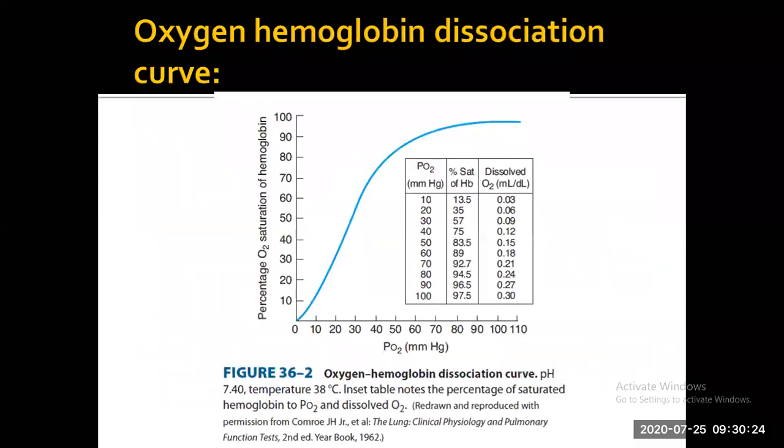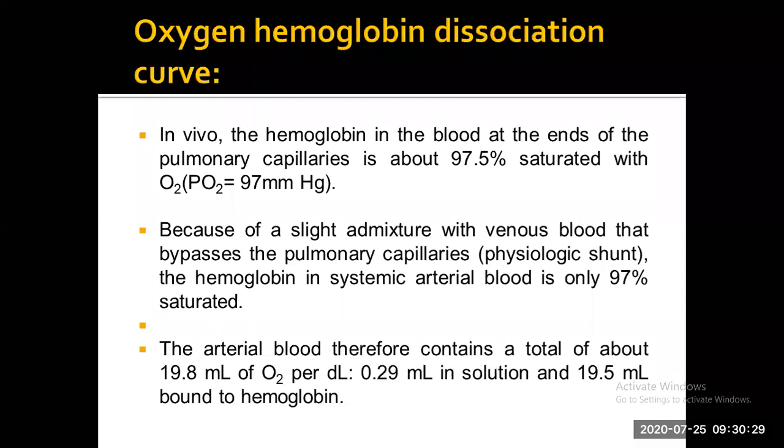From the curve, we can see the 97.5% saturation will appear at a partial pressure of oxygen of 97 millimeter of mercury. So whenever the partial pressure of oxygen is less than 97 millimeter of mercury, then saturation will be reduced. From this calculation, we can see the total amount of arterial blood carries 19.8 ml of oxygen, in which 0.29 ml is carried in dissolved condition. In solution, oxygen is also dissolved in water, but its dissolving capacity is less than carbon dioxide. That's why 0.29 ml of oxygen is carried in the water as dissolved state. And the other oxygen is carried by your hemoglobin, that is 19.5 ml bound to the hemoglobin, and the total is 19.8 ml.